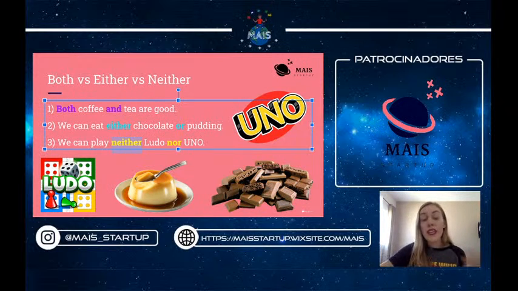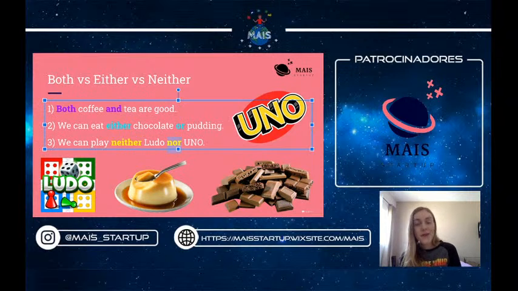So here I'm saying we can play, so I'm using a positive sentence, even though neither and nor are going to carry the meaning that we cannot play, okay? So when I say we can play neither Ludo nor Uno, I mean that we cannot play Ludo and we cannot play Uno. So none of them. That's the meaning of neither and nor. And the structure: you start with neither, first option, nor, second option. Remember that when you use neither, you want to say that none of the options are available.